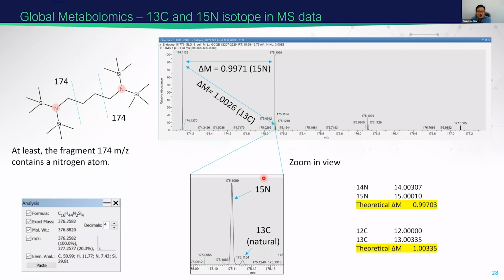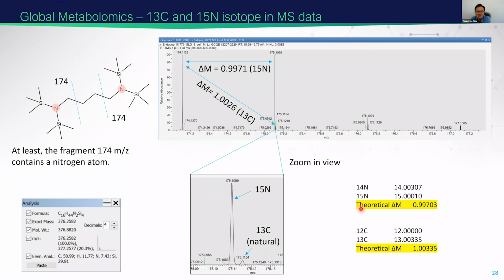And another thing, I want to show the mass resolution. This is one of our recent projects collaborating with the University of Washington, and they are looking for nitrogen isotope incorporation in the metabolites. This is an example of putrescine, and one of these nitrogens got incorporation of the 15N. Our mass spectrometer can distinguish this 15N versus 13C, because if we measure this mass spectrum in low resolution, we only see 175. However, in an Orbitrap high resolution mass spectrometer, we can distinguish these two peaks.